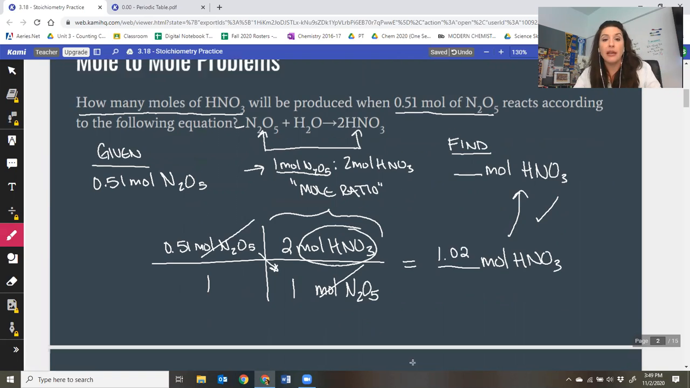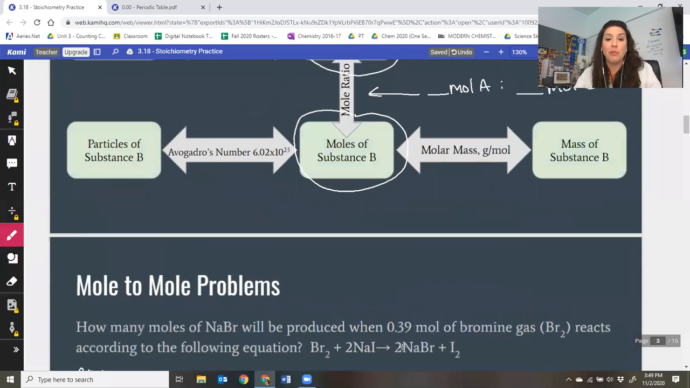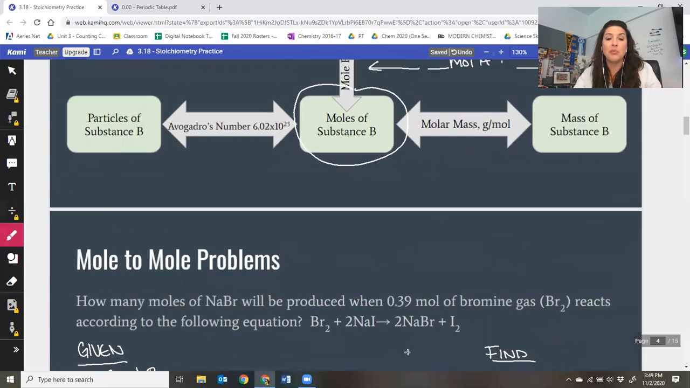So we'll try it again, but with a different problem this time. It's another mole-to-mole problem, and I want you to try it on your own before I show you the answer. How many moles of NaBr will be produced? So this is the find. We're trying to find the number of moles of NaBr when, and here's my given, 0.39 moles of bromine gas reacts according to the following equation.